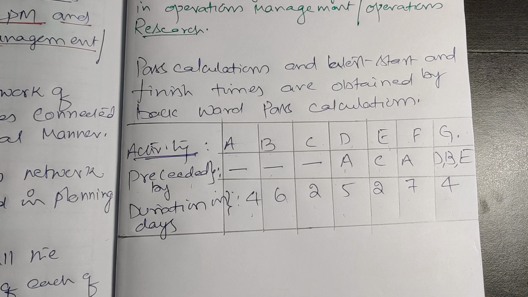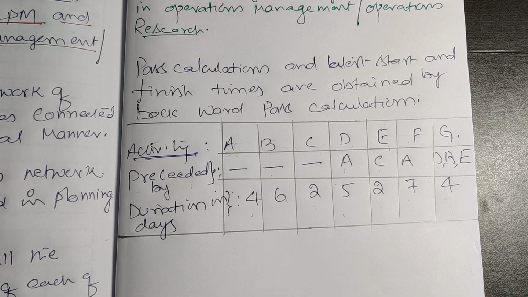Now, how to start the network? What are the points we have to keep in our mind when we are drawing the network? First point is, each network is having only one initial node and one terminal node. I am repeating this point. Each network is having only one initial and one terminal node.